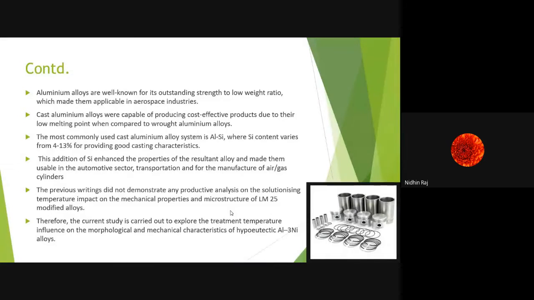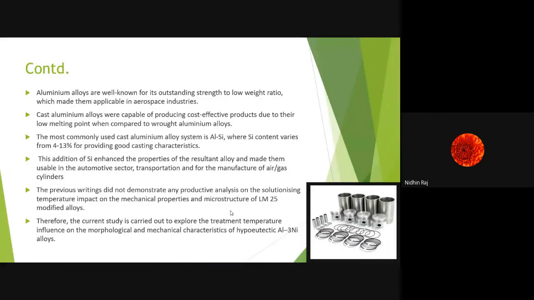The silicon content usually varies from 4 to 13% here, and this provides good casting characteristics. The presence of silicon improves the fluidity of the metal, so having a better amount of silicon is better for casting, as you'll have better fluidity for the cast. In addition, this addition of silicon enhanced the properties of the base alloy, and that made them capable of being used in the automotive sector, transportation, and for manufacture of air or gas cylinders. So in all these areas, you can go for such alloy combinations.